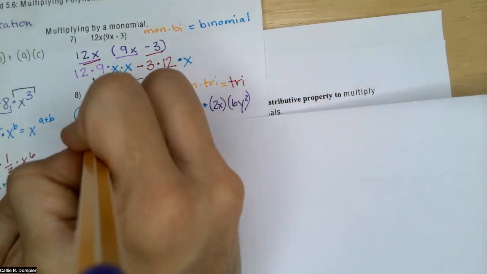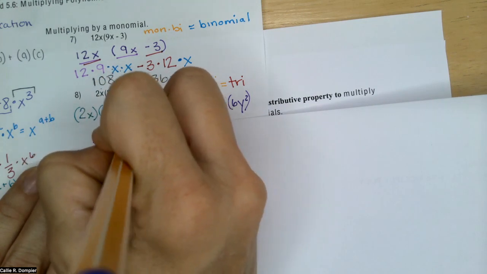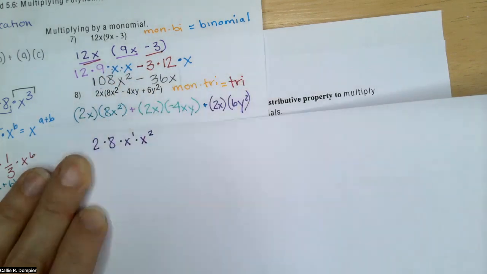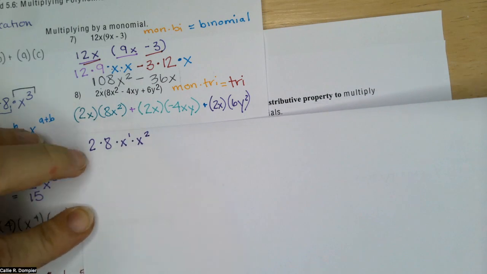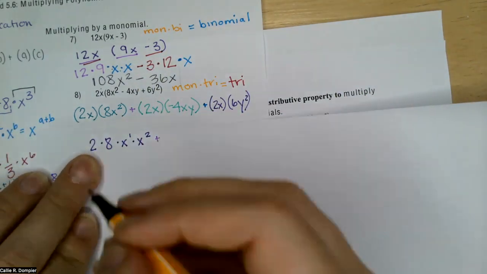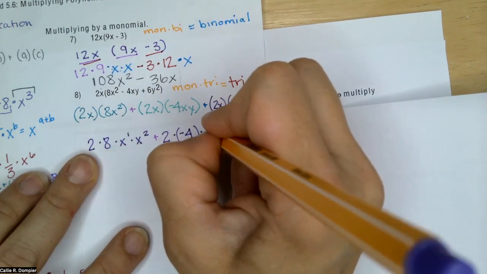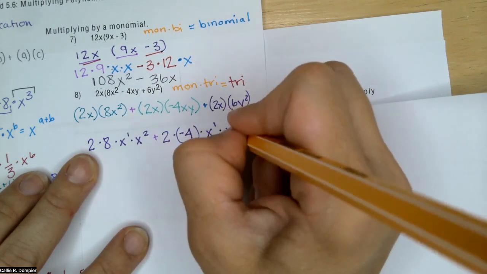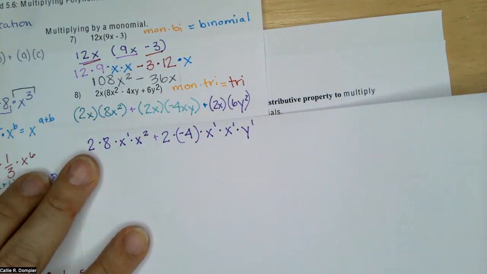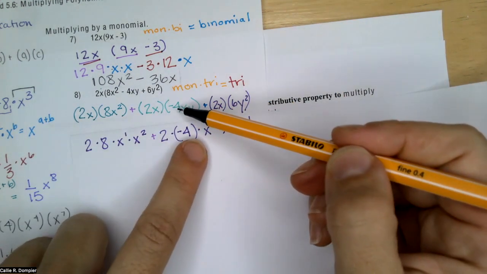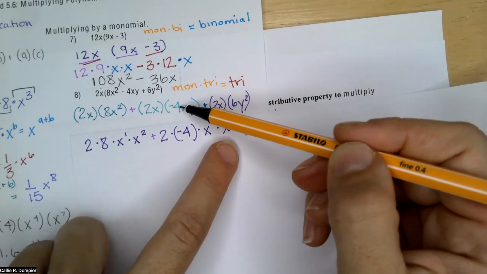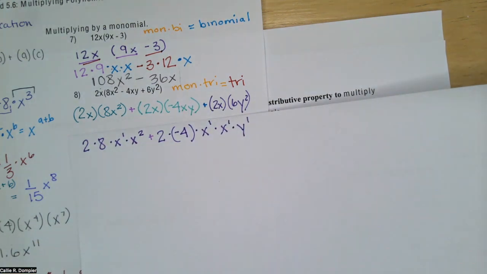2x times 8x squared is 2 times 8 times x squared, right? Plus, and then this one was 2 times negative 4 times x times y. Got it? 2 times negative 4 times x times y. I gave them each a 1 because they're each to the power of 1, and we're going to be using the rule of exponents. So it's helpful to not forget that that's a 1 and not a 0. Okay?